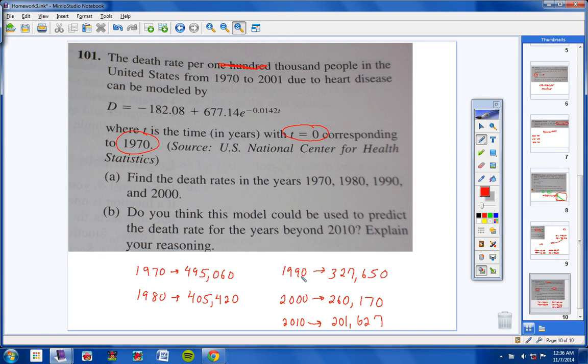Now, eventually, this model would not work because we're never going to get the death rate from heart disease down to zero, obviously. But personally, yes, I think that you could use this model to predict the death rate for 2010. But eventually, you could not use this model because it would eventually get down to zero, and there's no way that we would ever get the heart disease deaths down to zero per year.